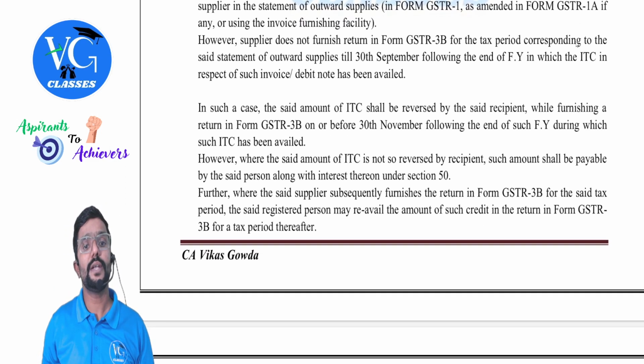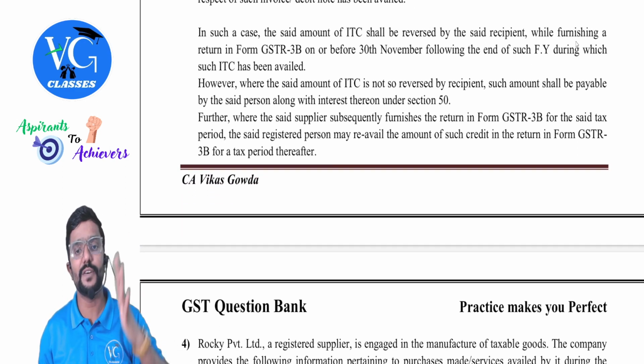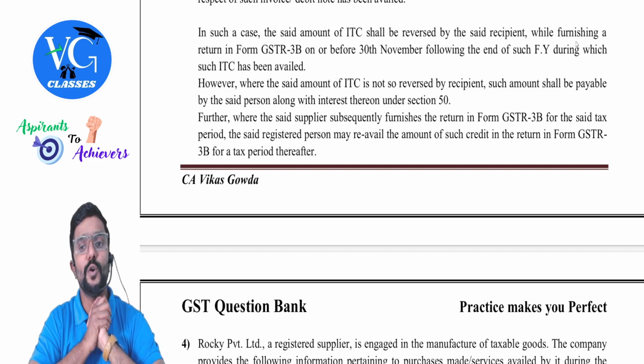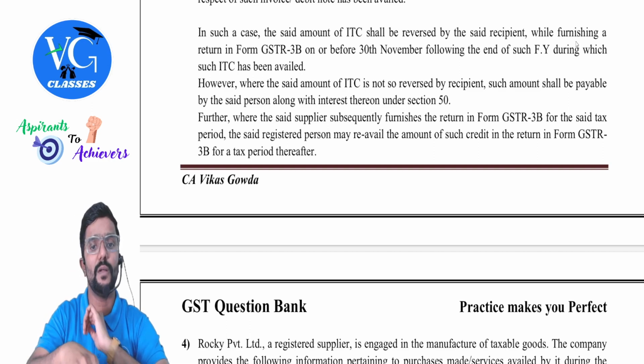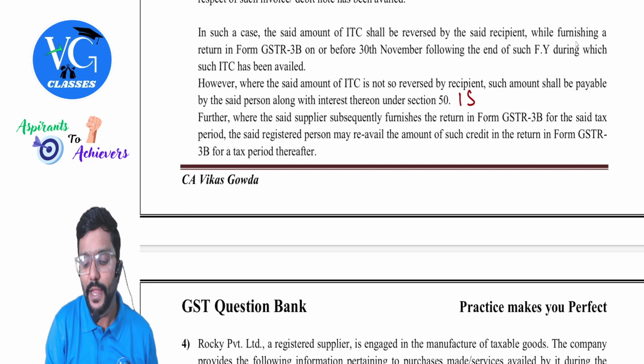Okay. Sir, what if he doesn't do it? However, where the said amount of ITC is not reversed by the recipient, such amount shall be payable by the said person along with the interest thereon. Interest as per section 50 is 18% per annum, guys.